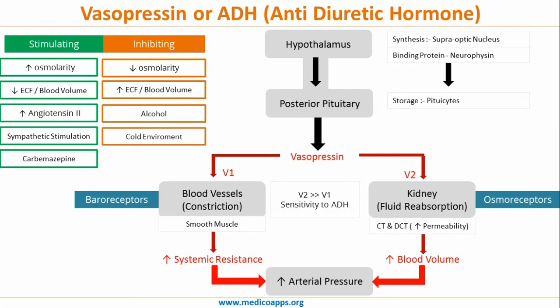Alcohol and cold environment, on the other hand, are inhibiting factors for antidiuretic hormone. That is why when you drink alcohol, you go to the toilet many times. Similarly, the same thing happens in a cold environment.